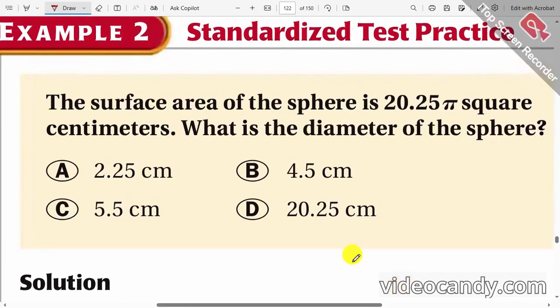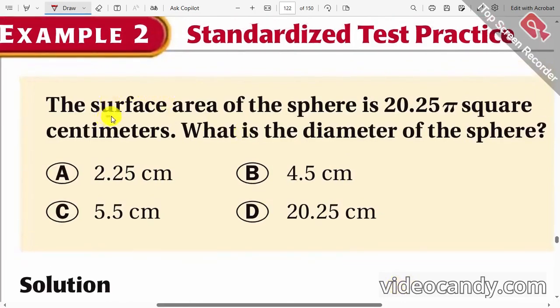Example 2, the surface area of a sphere is 20.25 pi square centimeters, and they want us to find the diameter of the sphere. Let's look at the diagram. We don't really need it. Basically, we're going to work backwards. We're going to set the area equal to 20.25 pi and work backwards to find the radius and then the diameter.